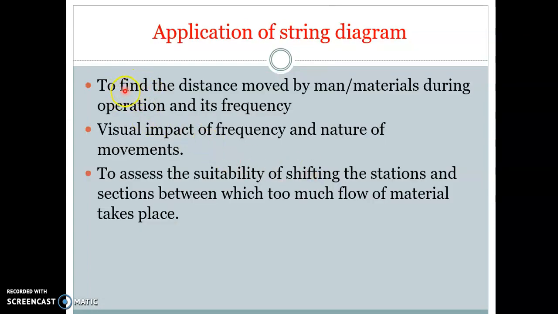So usually its applications are to find the distance traveled by man or materials during operation and its frequency. We can determine how many times material has moved along the same path. We can have here a visual impact of frequency and nature of movements, and assess the suitability of shifting the stations and sections between which too much flow of material takes place. Here we can determine the congestion between the workstations, backtracking if there is any while handling the material, and it is also helpful for modifications of plant layout.